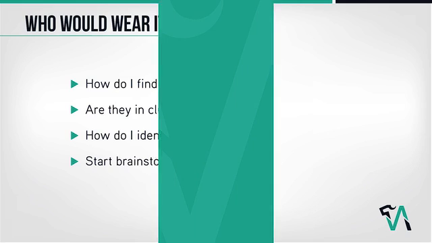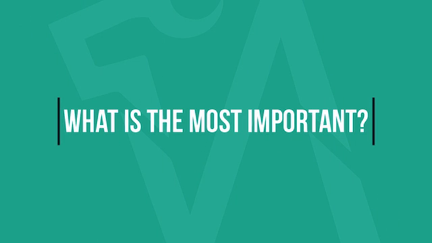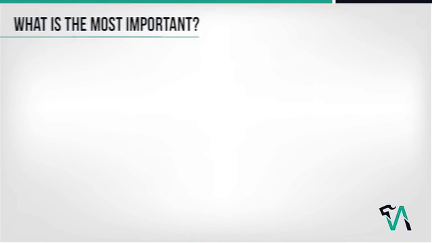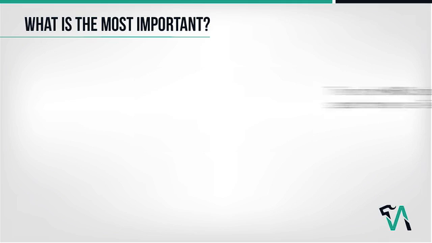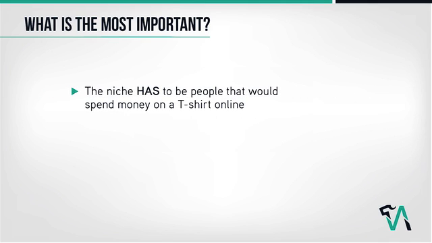And then asking yourself the question, what is the most important? So again, just to emphasize this, the niche has to be people that would spend money online on a t-shirt, and your indicator to decide if they're going to do that is if they're doing it already. So I would encourage you to start thinking of some ideas, start thinking of some niches that are buying t-shirts online. Maybe make a list of people that you've come across, and then you can say, hey, are these ones to do or ones not?